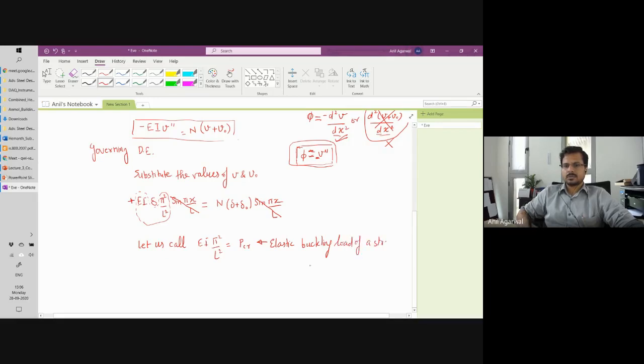Of a straight column. Okay. So we call it P critical. We substitute that. P critical multiplied by delta is equal to, sorry, not P critical. We were using the term N for the load. N critical multiplied by delta is equal to N times (delta plus delta naught).